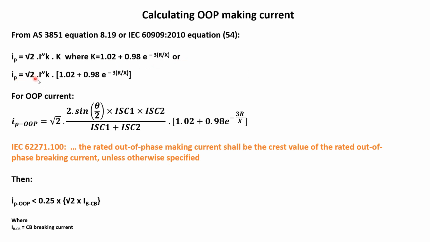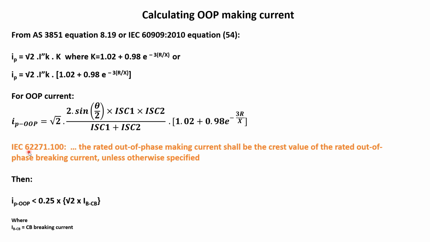So basically, I peak is equal to the initial AC short circuit current multiplied by the peak factor. For out of phase current, we calculate this as the I double prime. This is the K factor, and this is the square root of 2. So now we have the absolute peak value of the out of phase making current.